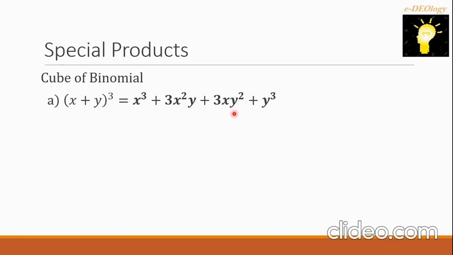The third term, the constant 3 is always there. Again, we're going to multiply the x and y. But this time, we will square the second term, that is y. So you see here 3x y squared. And the last term here is the cube of this y. So it is y cubed.